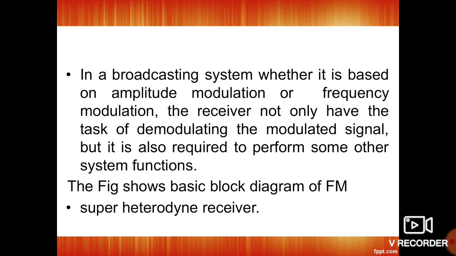Basically, receivers are the ones used to receive the modulated signal. There are two types of receivers: the tuned radio frequency receiver, TRF, and the superheterodyne receiver. There are some drawbacks in the tuned radio frequency receiver. They are only used for single channel, low frequency applications. Their bandwidth varies with center frequency when they are tuned over a wide range of frequencies.